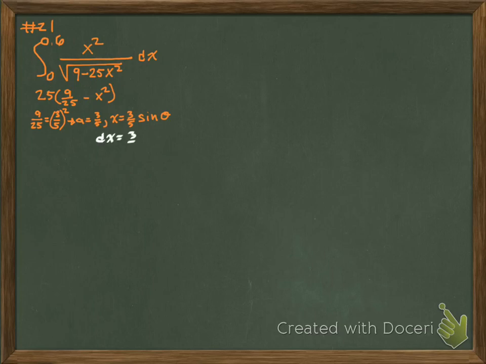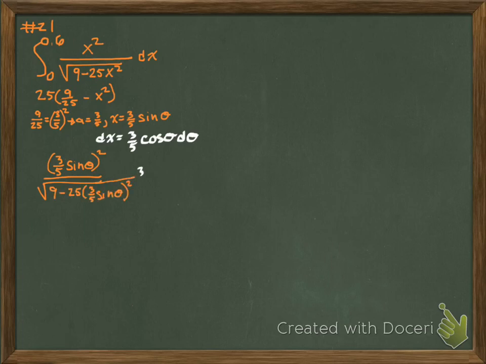So let's go get dx. It's the 3/5 cosine theta d theta. We make our substitution. Everywhere I saw an x, I put a 3/5 sine theta. Everywhere I saw a dx, I put a 3/5 cosine theta d theta.